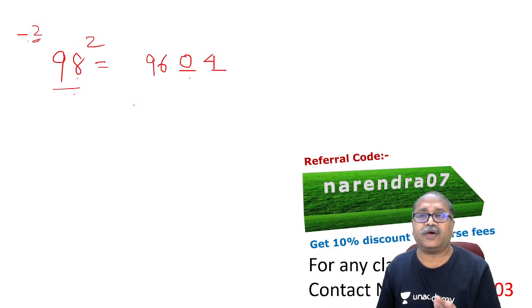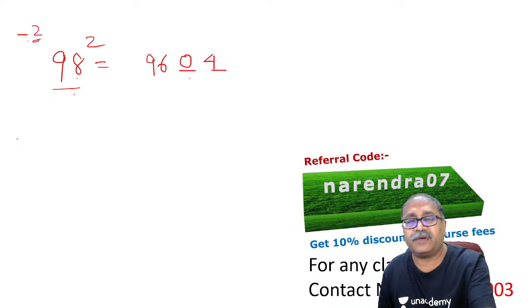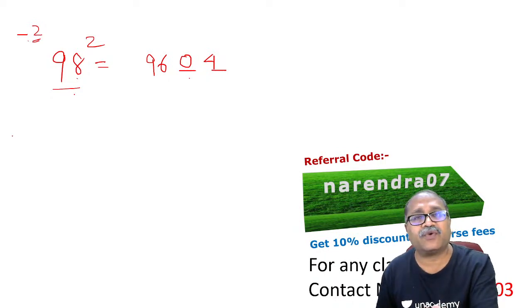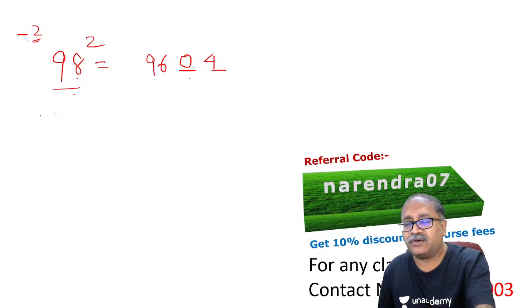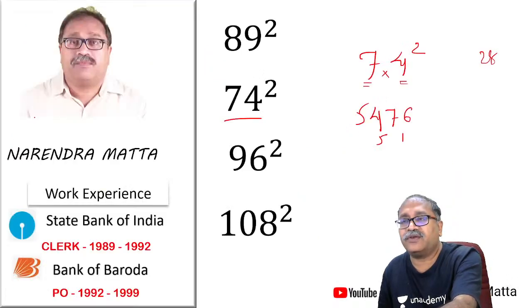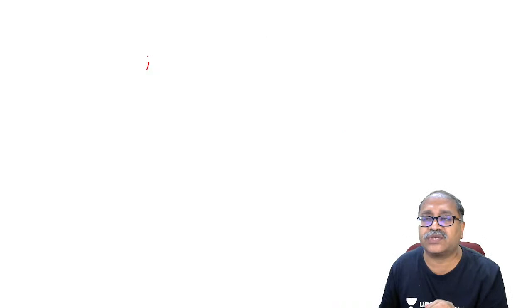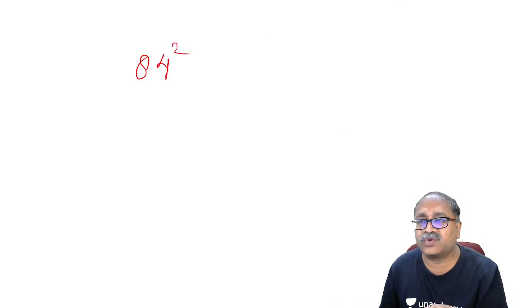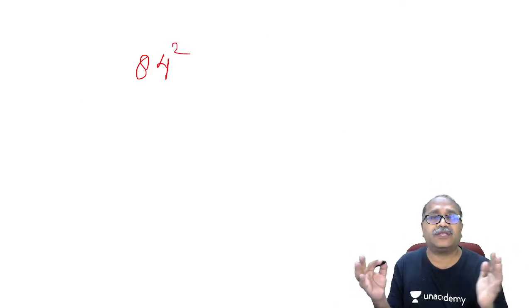Okay, so it's clear that if the base is 100, how to find the square of any 2 digit number? Okay, and with the general method, can you find any 2 digit number? If I ask you to find 84 square, apply the general method and find it out.